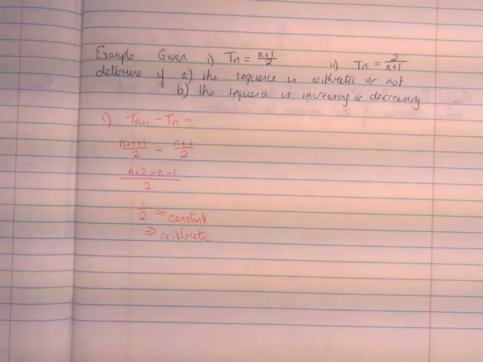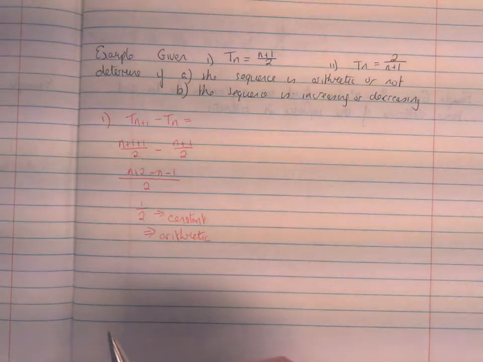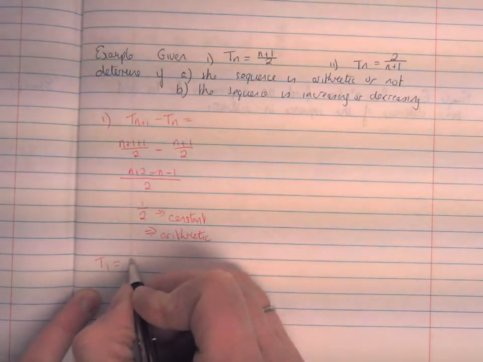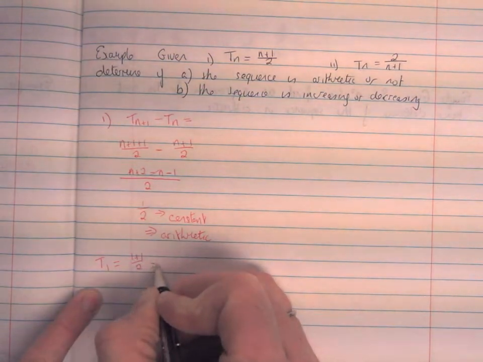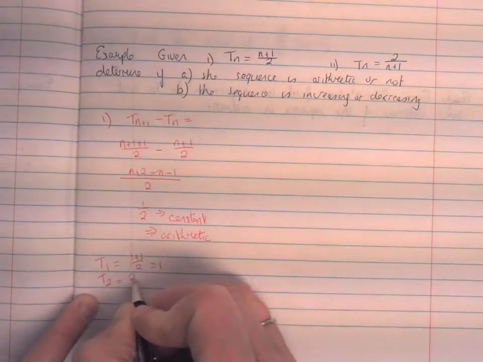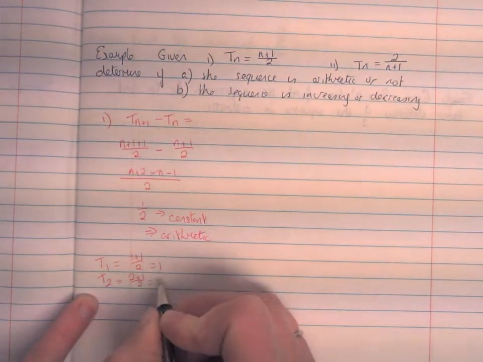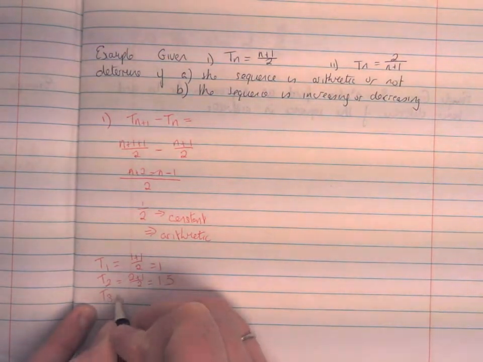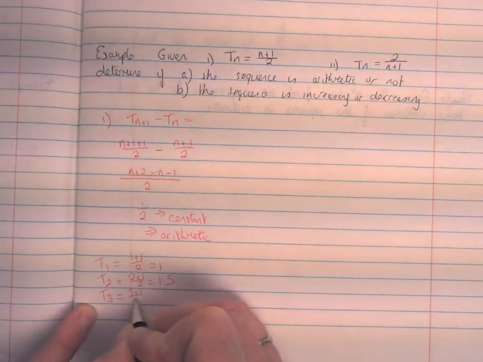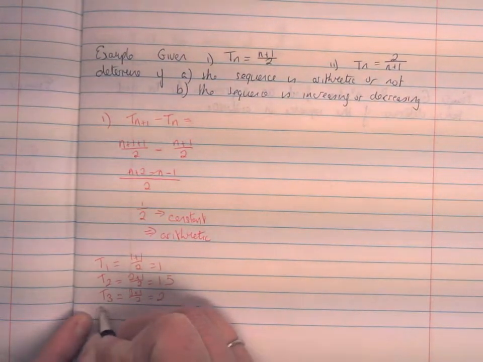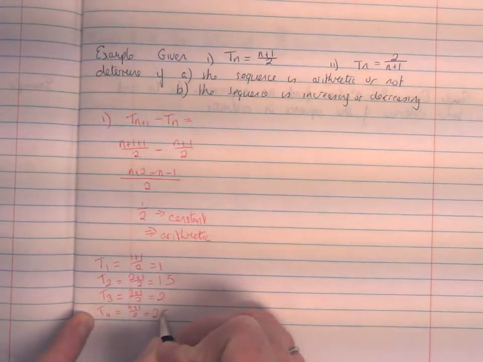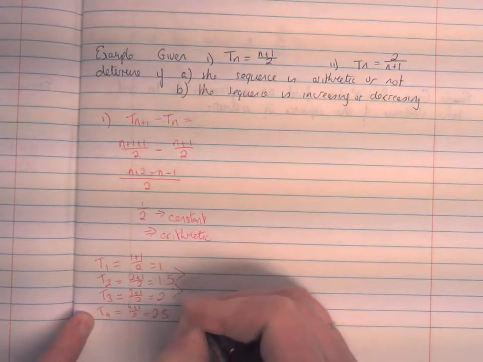There's nothing to stop you from saying, okay, what's T1? 1 plus 1 over 2, so that's 1. T2, 2 plus 1 over 2, so that's 1.5. T3, 3 plus 1 over 2, so that's 2. And T4, 4 plus 1 over 2, so that's 2.5. And saying the difference between them all is a half.